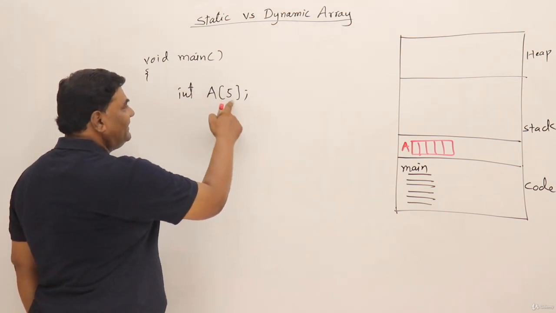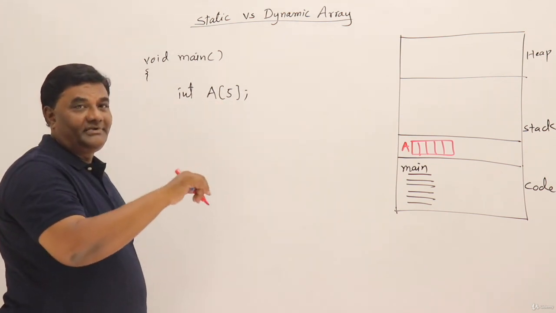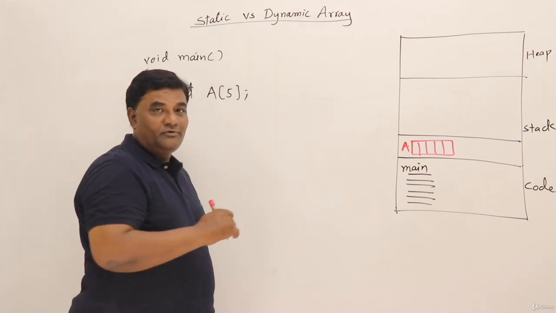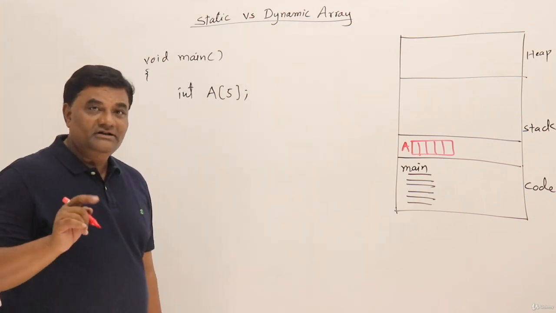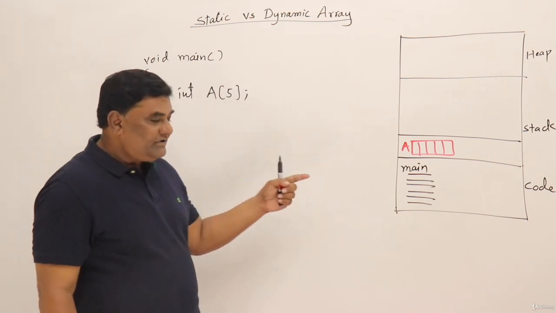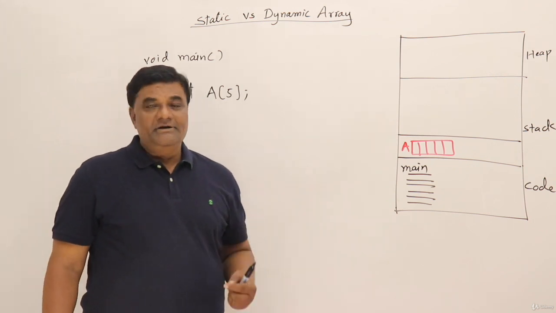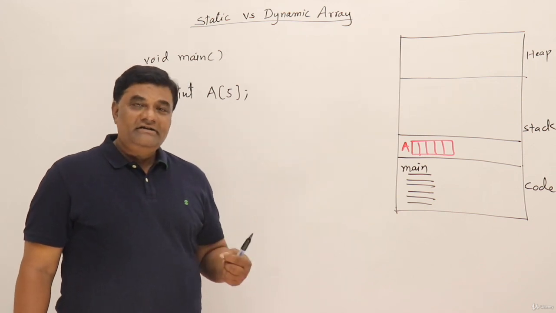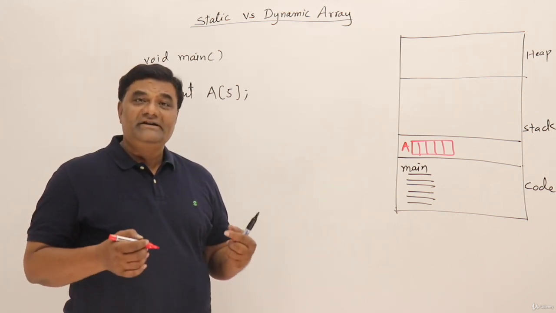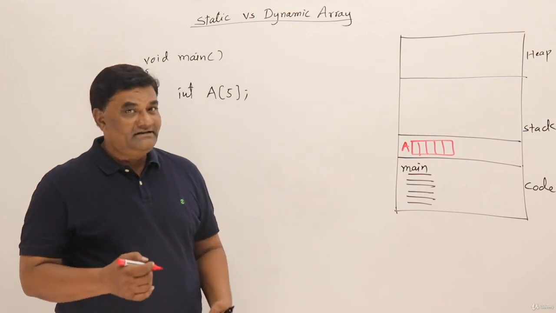Because the size of this array was decided at compile time. Though the memory will be allocated during runtime only, memory cannot be allocated at compile time. So memory will be allocated during runtime, and the size of that memory was decided already at the compilation time. Definitely the size of an array has to be decided at compile time in C language.